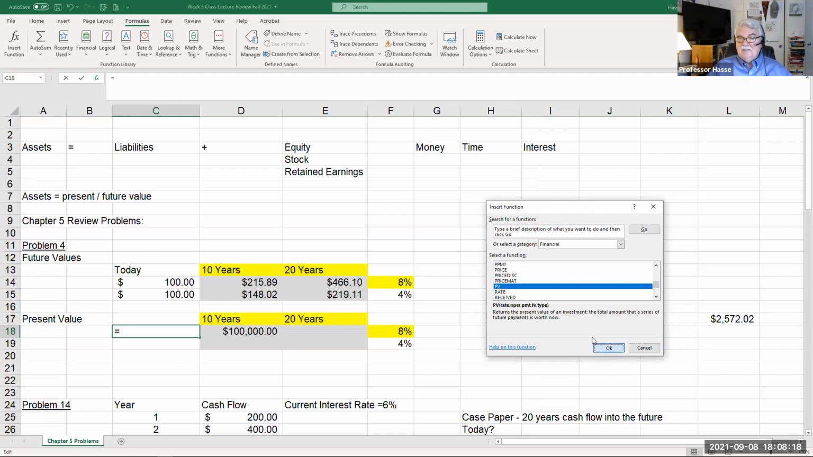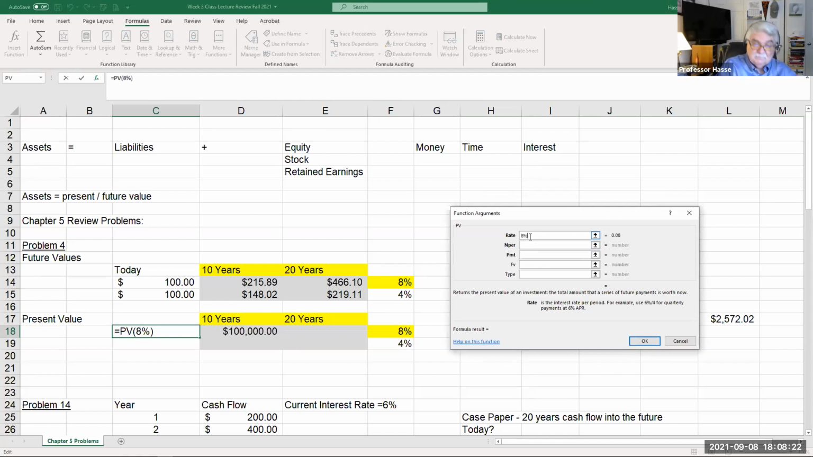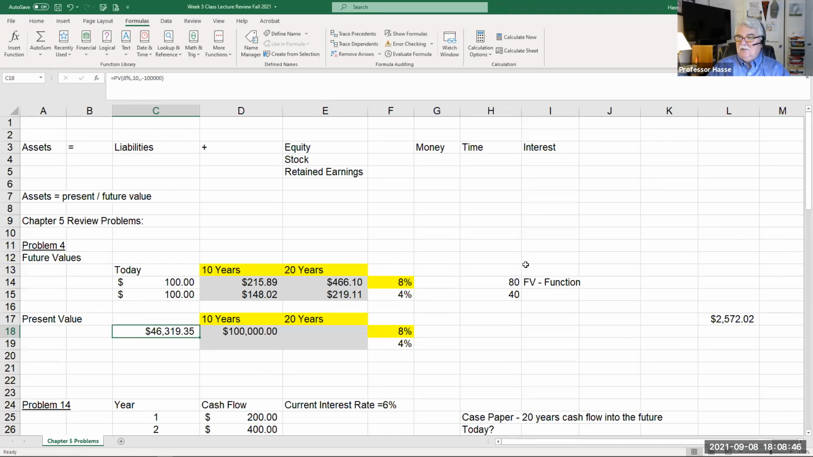I hit OK. The investment is 8%. The number of periods is 10 years. But now it says future value. In other words, in 10 years, I want minus $100,000. How much do I need to invest today? And so in 10 years, I got 100 G's. The answer? Forget that kid going to college, get a scholarship. But $46,319.35. So if I go to this investment today and I write a check for $46,319.35, and it's invested over 10 years, compounded annually at 8%, in 10 years, I'll get a check for $100,000.